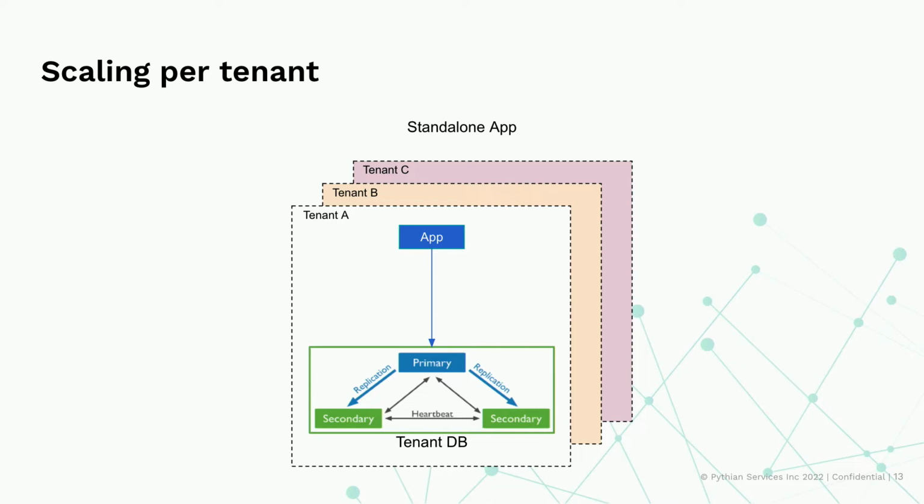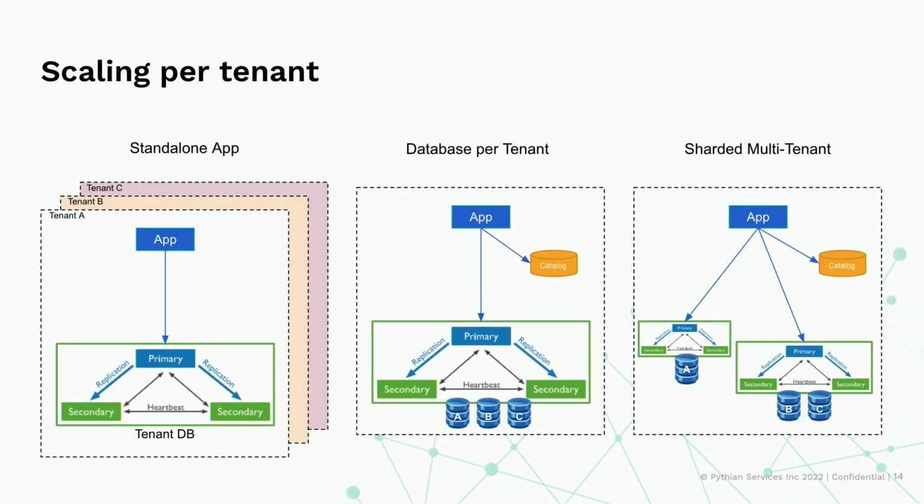If we look at an example where we have a standalone app and there are multiple tenants that are deployed and use a single database, this is how most of the applications are built at the beginning. It's just one single database. All the tenants are stored in the same database. It's not a very good model to scale.